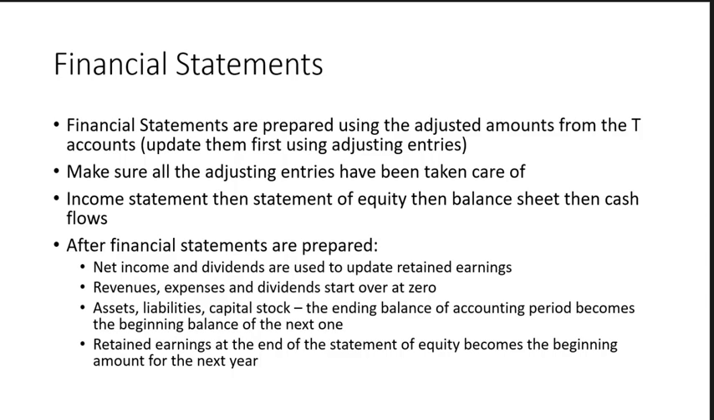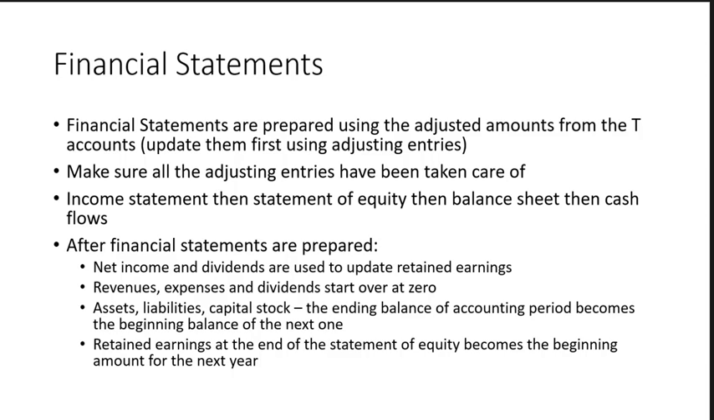Once we have the financial statements prepared and people have had a chance to look at them and get the information they need, then we get ready to start the next accounting period. We use that net income and dividends to update retained earnings, so the ending retained earnings becomes the beginning retained earnings for the next accounting period. Revenues, expenses, and dividends start over at zero like we mentioned. And the assets, liabilities, and capital stock, same idea as with retained earnings, become the beginning balances for the next period.